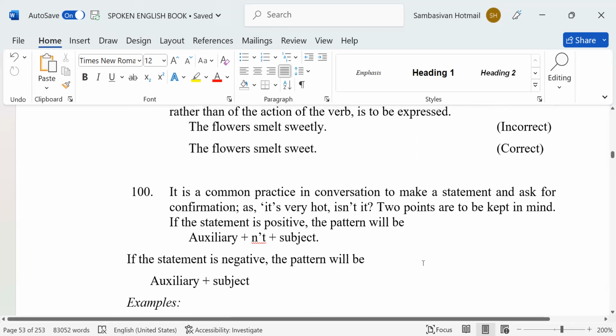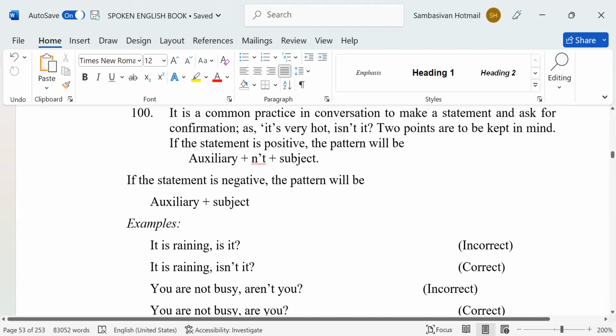It is a common practice in a conversation to make a statement and ask for a confirmation, as in "It's very hot, isn't it?" Two points are to be kept in mind. If the statement is positive, the tag will be auxiliary plus not plus subject. If the statement is negative, the tag will be auxiliary plus subject. Example: "It is raining, is it?" Incorrect. "It is raining, isn't it?" Correct.